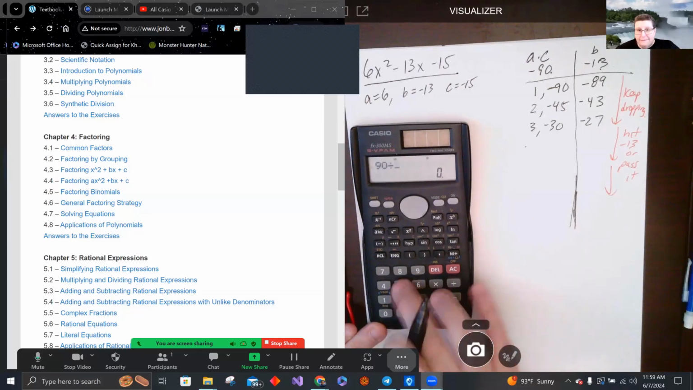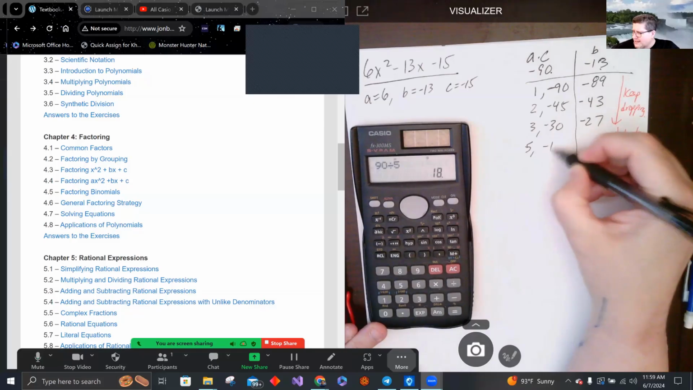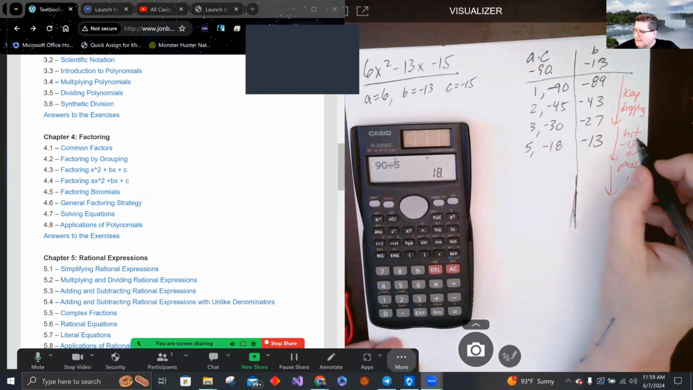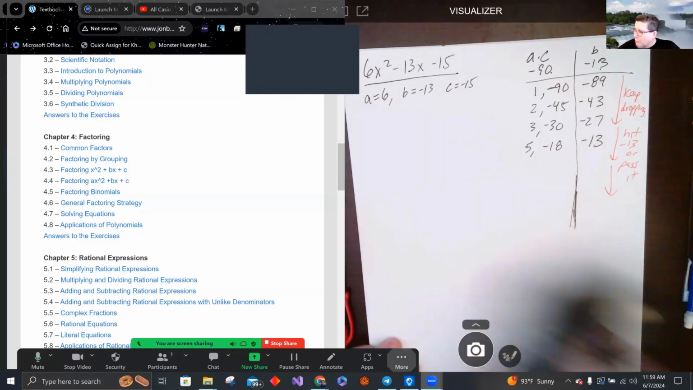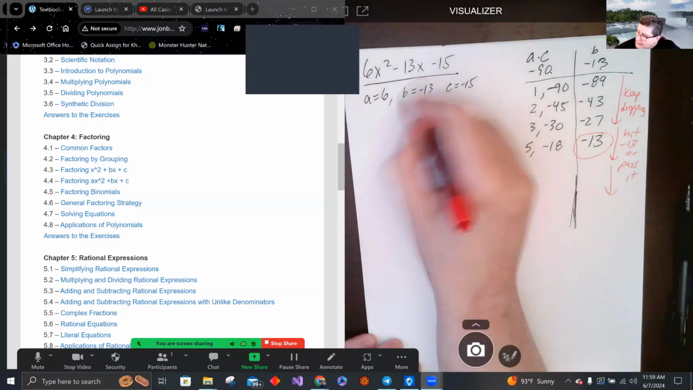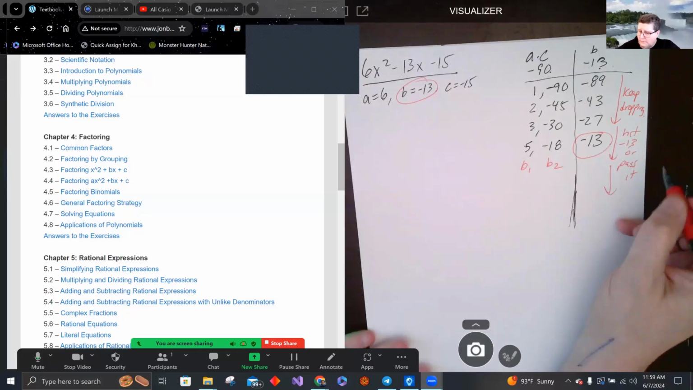90 divided by 5. Yeah, 5 and negative 18. This adds to negative 13. That's what I'm looking for. I wanted negative 13. So this is going to be my B1 and my B2.